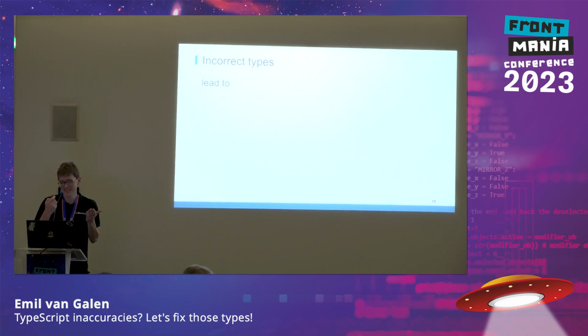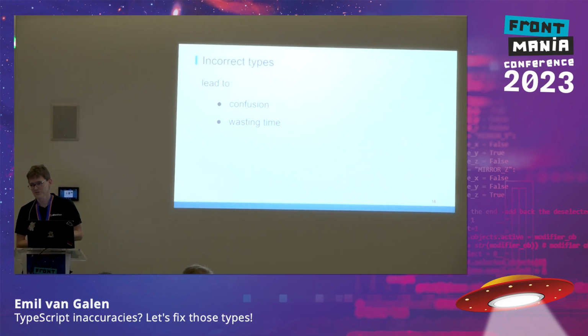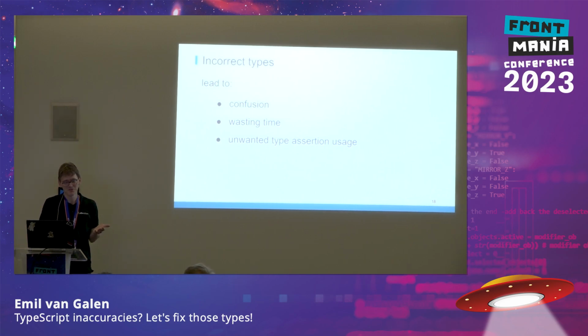And incorrect types, of course, can lead to confusion because you expect what you see in your editor, in your TypeScript, to be right. You waste a lot of time, and in the end you probably fix it using as any or something, but you prefer not to. Or you just fix the types. You could do that as well and submit a pull request. That would be nice. I have to admit, I don't do that so often.